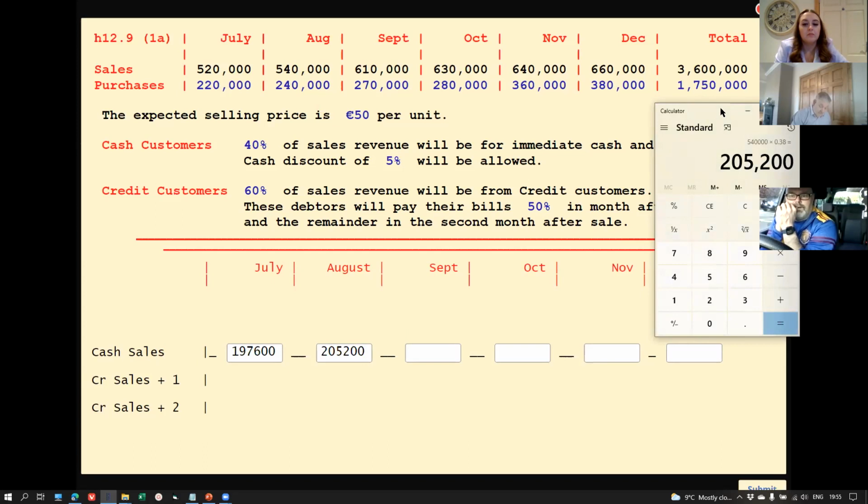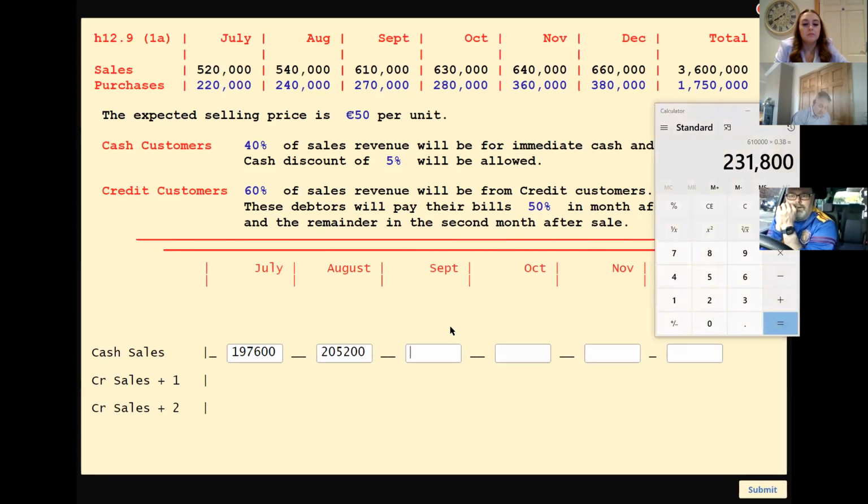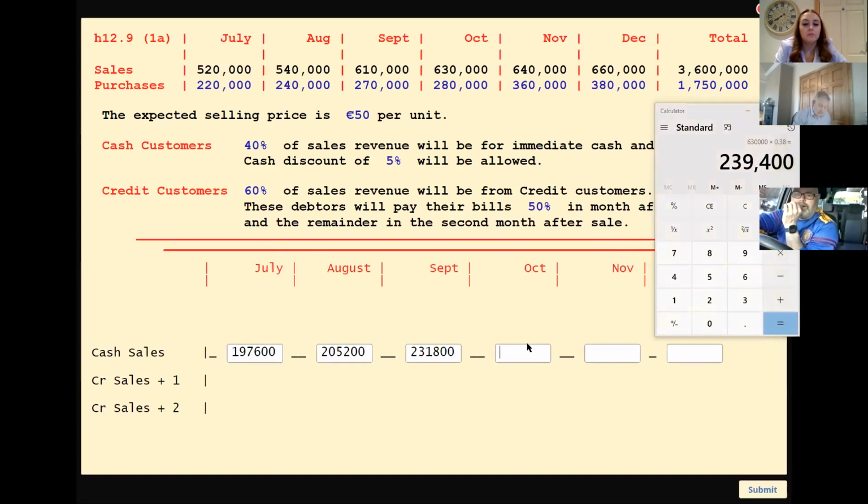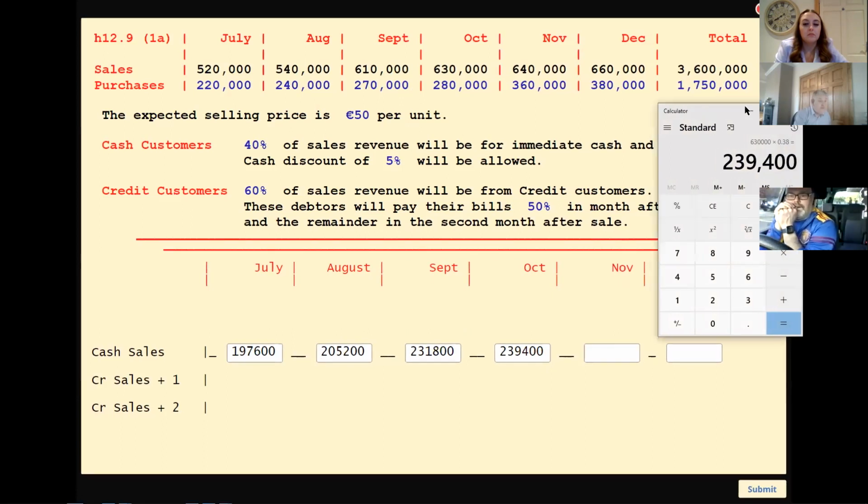The next number is 610, which gives 231,800. The next number is 630, which gives 239,400. The next number is 640.